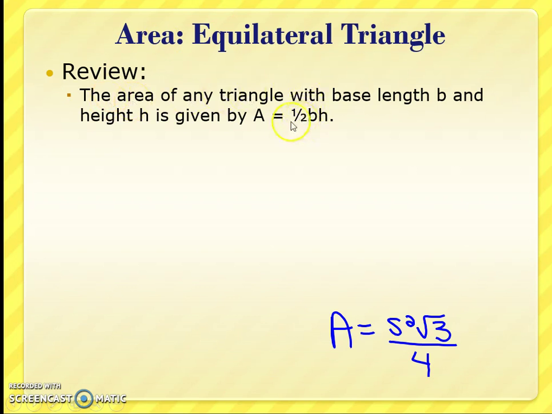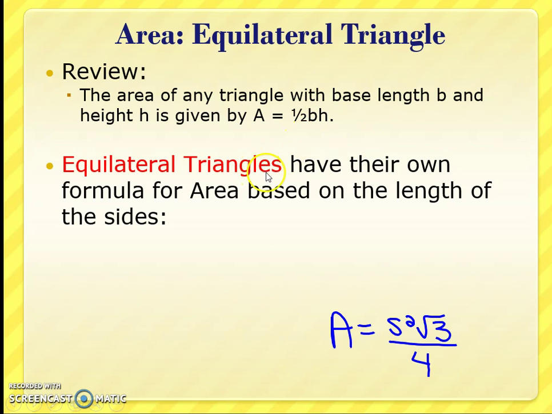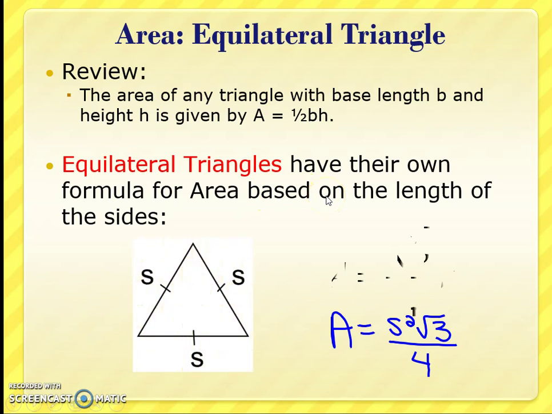by area is half times base times height. So any triangle, the formula is area equals half times base times height. Now, an equilateral triangle has a different formula actually, to find its area based on the length of the side, because all three sides are equal. This is the area formula. So area is radical 3 over 4 times s squared. I know it's a weird formula, but that's how you find the area of an equilateral.